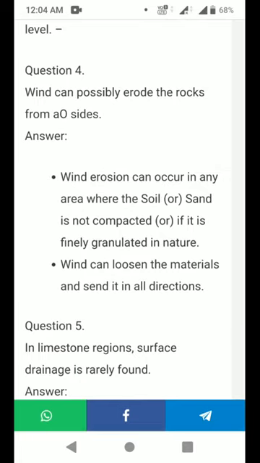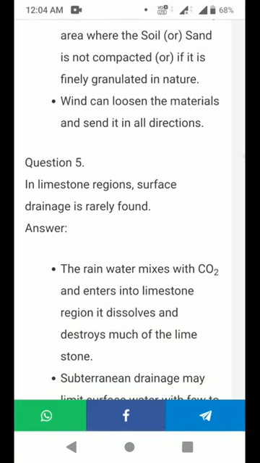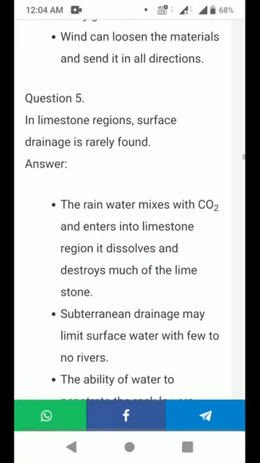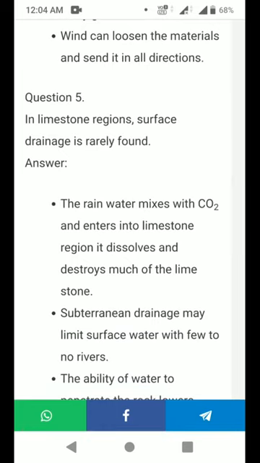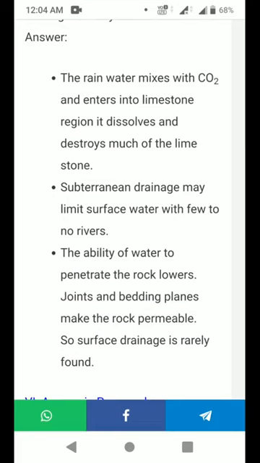Wind can loosen the material and send it in all directions. Fifth question. In limestone region, surface drainage is rarely found. The answer is that rainwater mixes with carbon dioxide and enters into the limestone region. It dissolves and destroys much of the limestone.